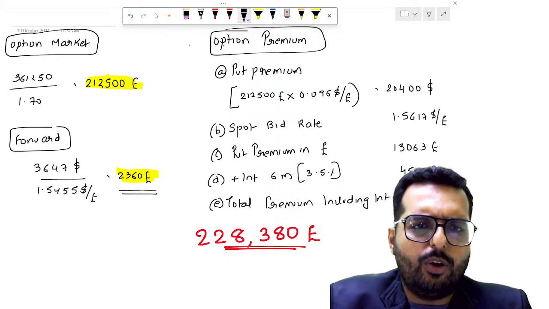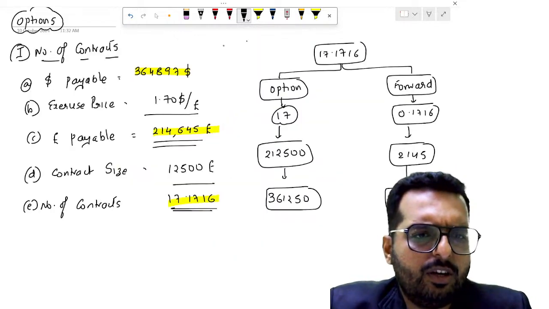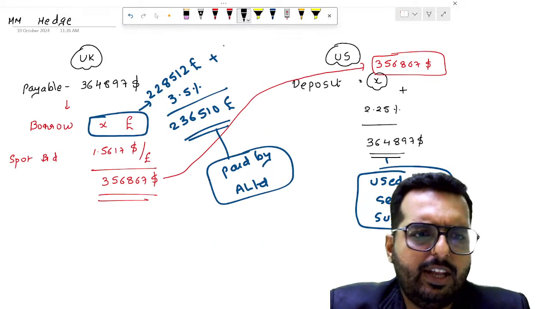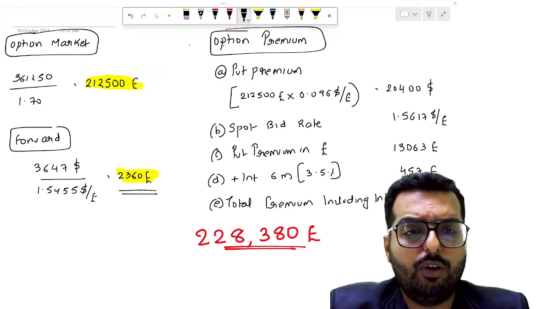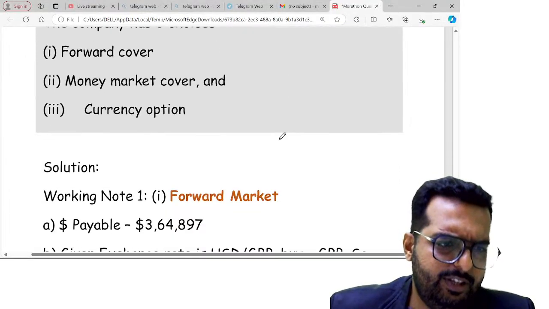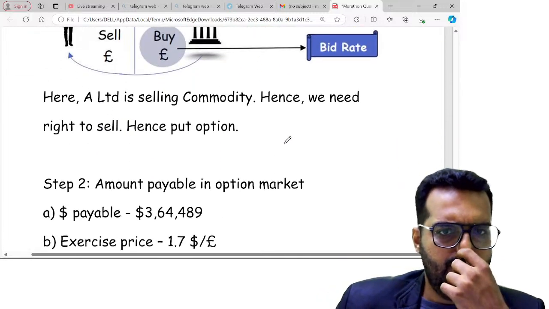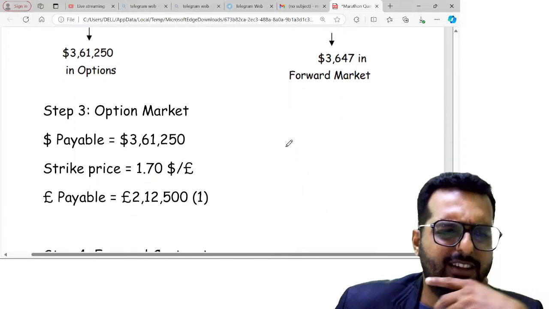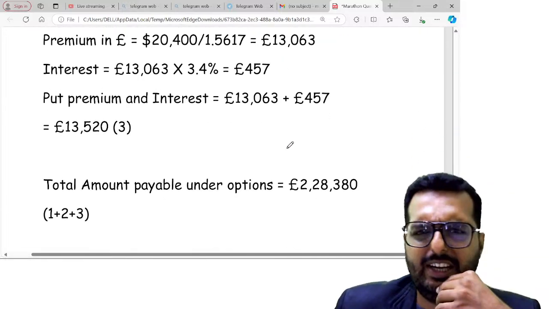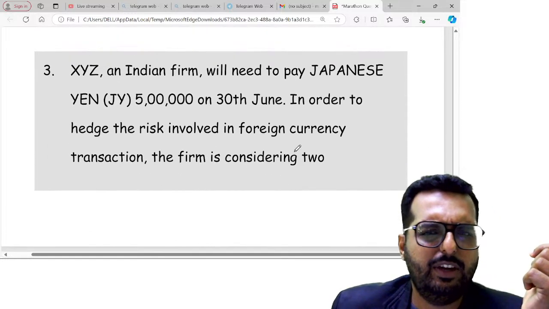All right, friends, I believe you're all done writing this now. Okay. So this is the amount under option. We have done money market and we have also done forward contract. A beautiful, beautiful question which covers all of these, friends. Okay, so let me just come down now. Bid rate. All the answers are available here also, friends, but I wanted you to write down because once you write down, it creates an impression in your mind, which is very, very important.